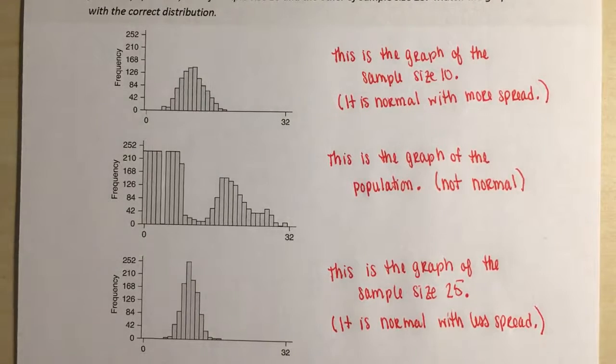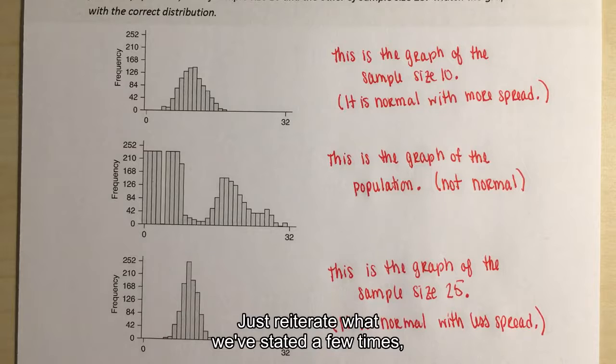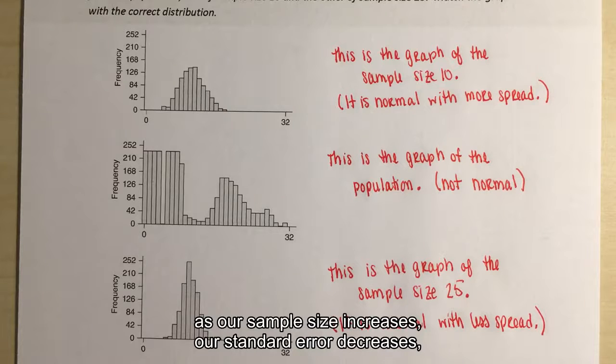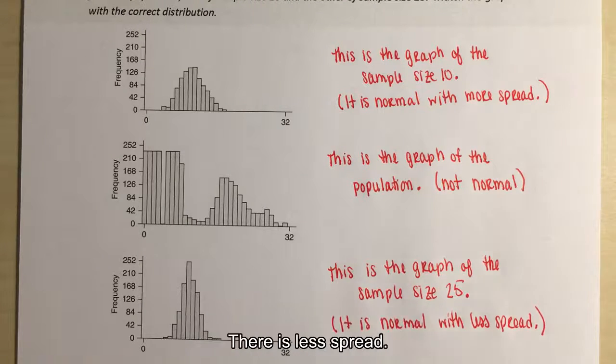So in this example, the different shapes of our distributions just reiterate what we've stated a few times. As our sample size increases, our standard error decreases. And as our standard error decreases, our graphs become taller and skinnier. There is less spread.